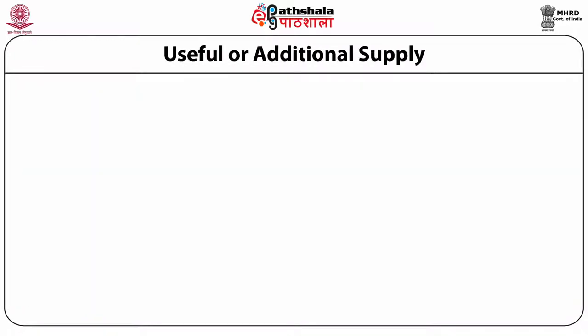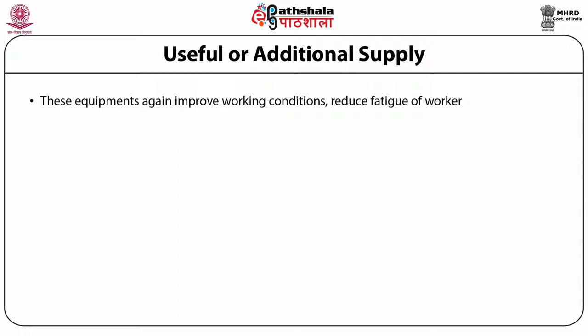The third category of instruments is known as useful instruments or additional supply. These instruments again improve the working conditions and reduce the fatigue of the workers involved in animal cell culture laboratories.